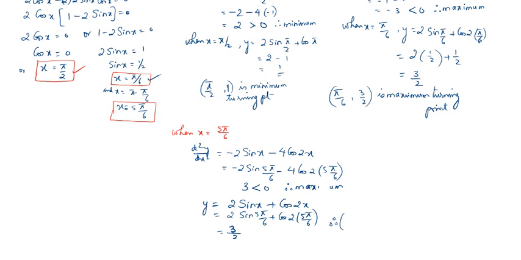Therefore, from this we can say 5 pi by 6, 3 by 2 is a maximum turning point. Okay, let's move on to the next sum.